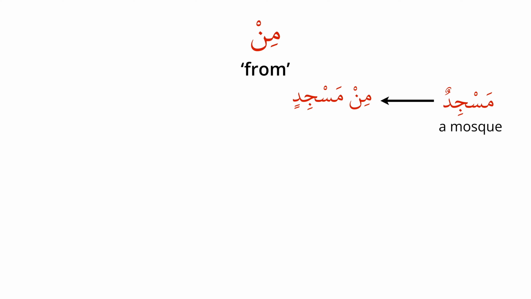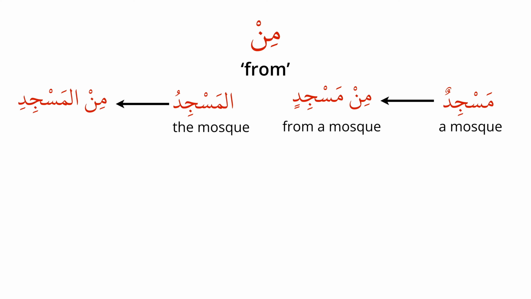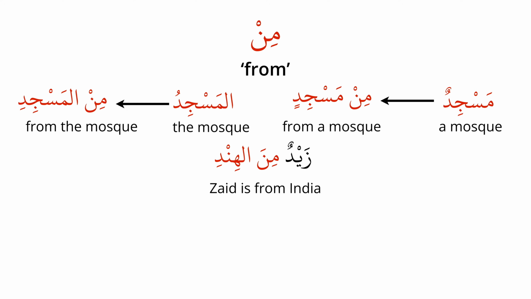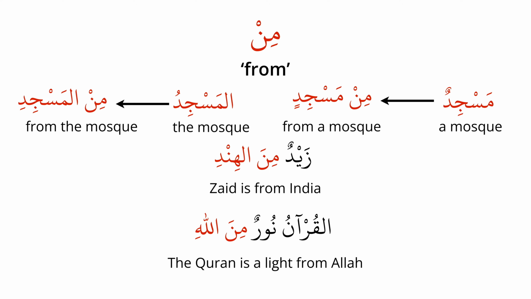Number 1, min, which means from. For example, masjidun, meaning a mosque. Min masjidin means from a mosque. Al-masjidu, meaning the mosque. Min al-masjidi means from the mosque. Zaydun min al-hindi, Zayd is from India. Al-Qur'anu nurun min Allahi, the Quran is a light from Allah.